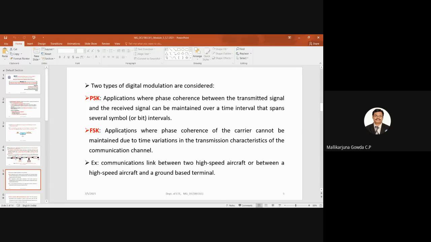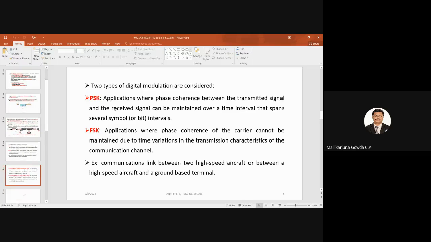We prefer frequency shift keying in applications where phase coherence of the carrier cannot be maintained, due to time variations in the transmission characteristics of the communication channel. To give an example, the communication link between two high-speed aircraft, or between a high-speed aircraft and a ground-based terminal. In such cases, we prefer FSK rather than PSK.